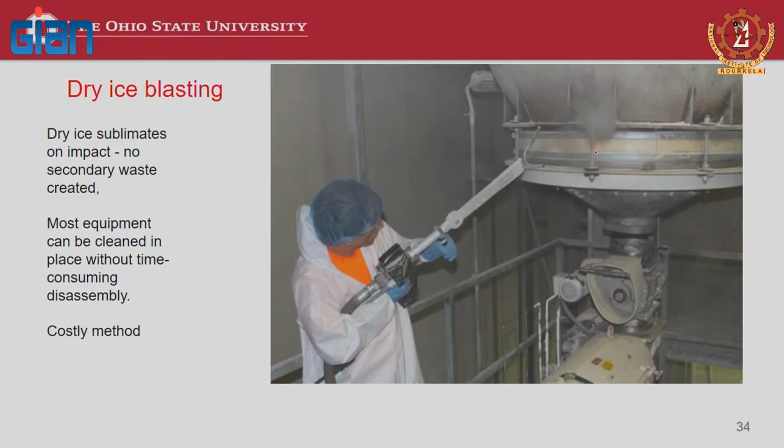The next one is dry ice. Dry ice, if you remember, is carbon dioxide in the solid form. Similar to superheated steam, you apply dry ice on the surface so that you are able to get the sanitation done, because carbon dioxide is a good bactericidal agent. You can achieve a similar thing, but again, this method may be more expensive.